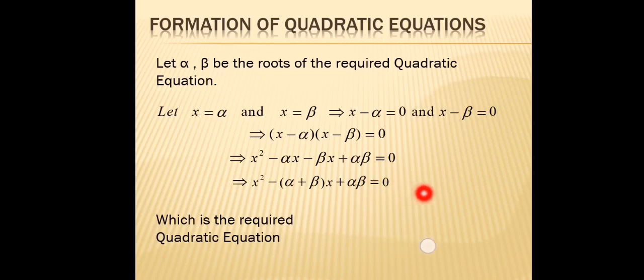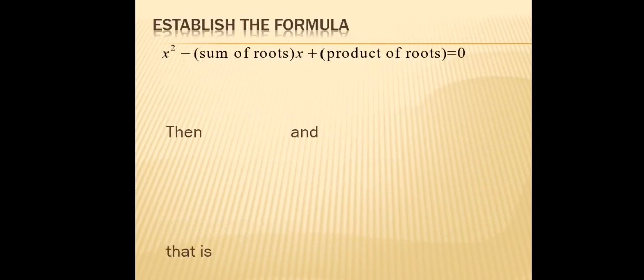So it was the first condition, that is, if roots of the equation are given to us, we can easily find out the quadratic equation to which the given roots belong to by simply using this particular formula. Next is the turn of establishing the formula, that is x square minus bracket sum of roots into x plus product of roots is equal to 0.